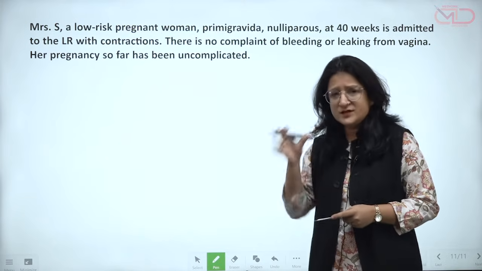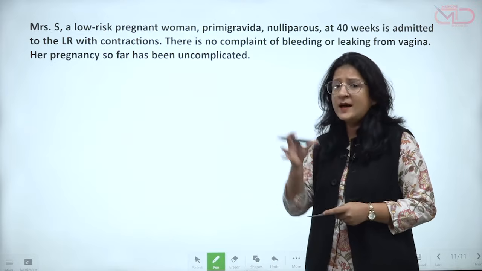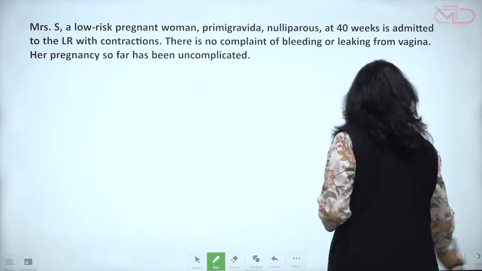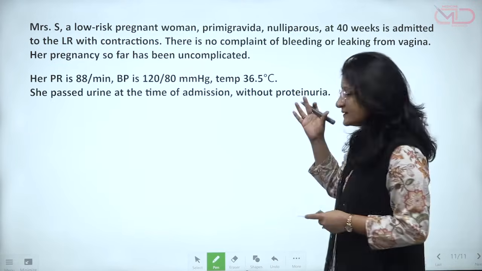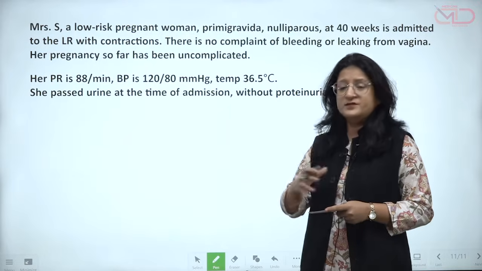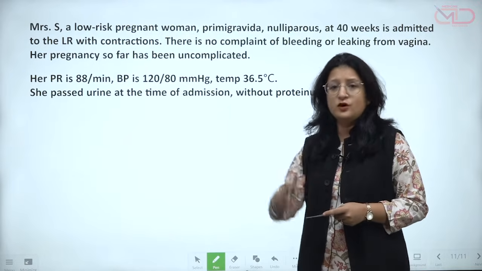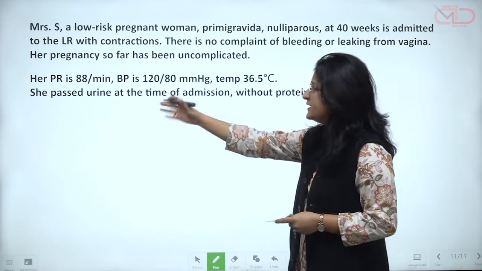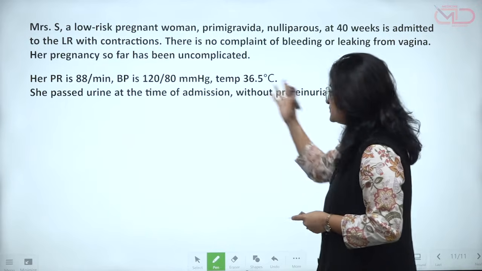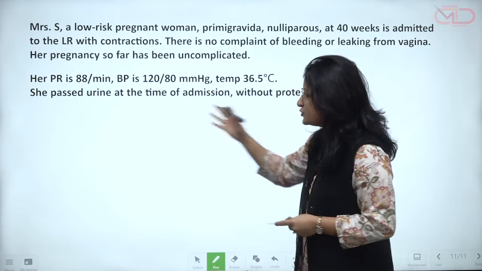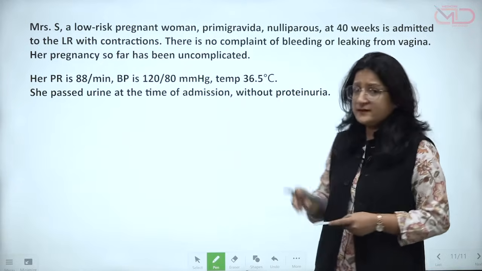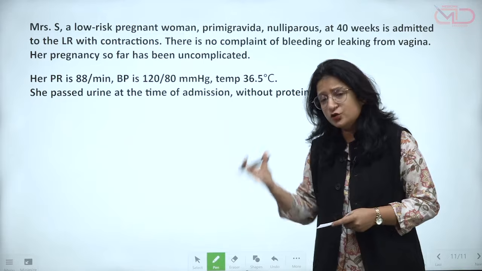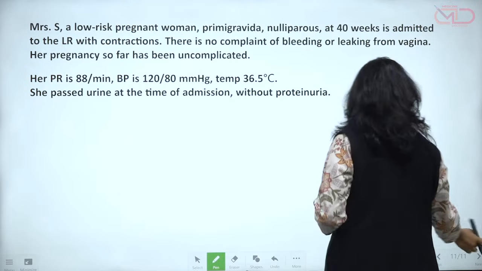So relevant history, a detailed history workup has been done, and after that an initial clinical examination is also done, which involves general examination, a per abdominal, and a PV examination as well. So the pulse rate is 88 per minute, blood pressure is normal, temperature is normal. She has passed urine at the time of admission, and the urine has been checked with a dipstick. There's no proteinuria, there is no acetone, let's say.